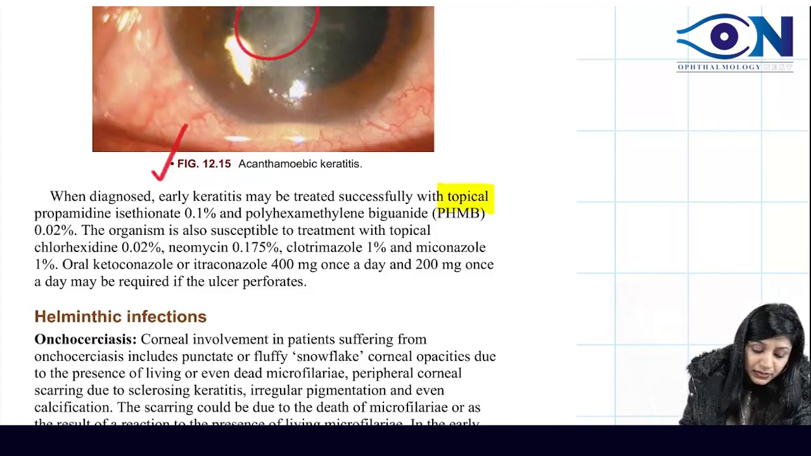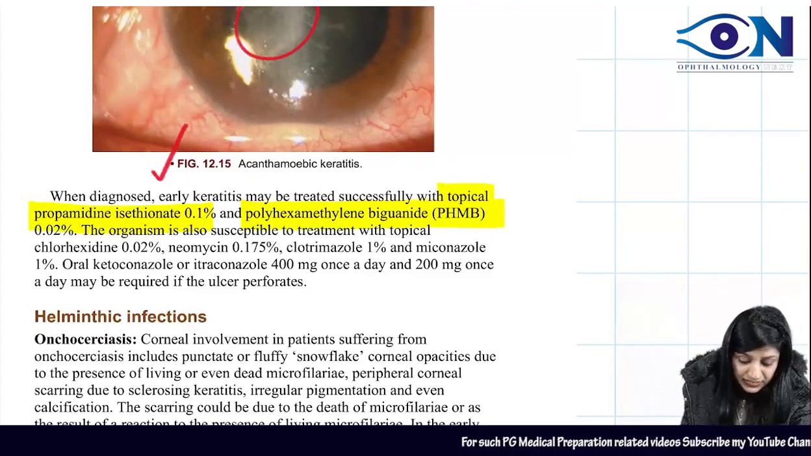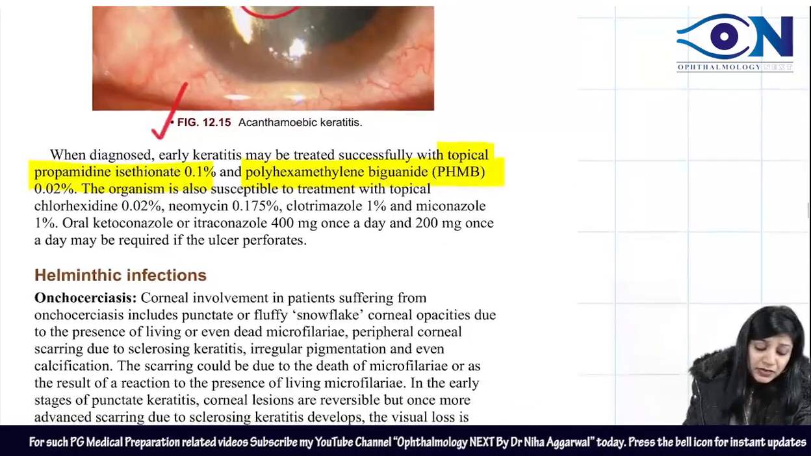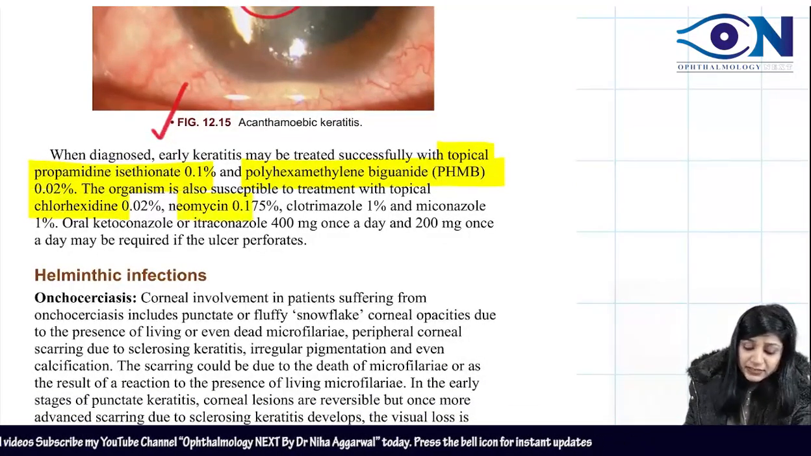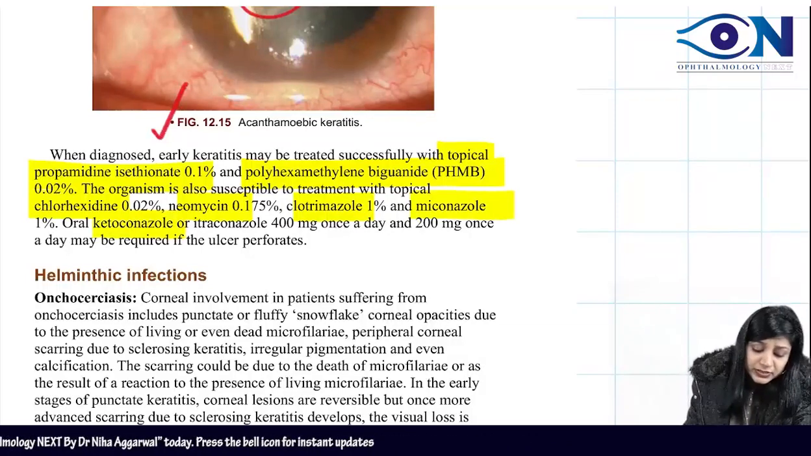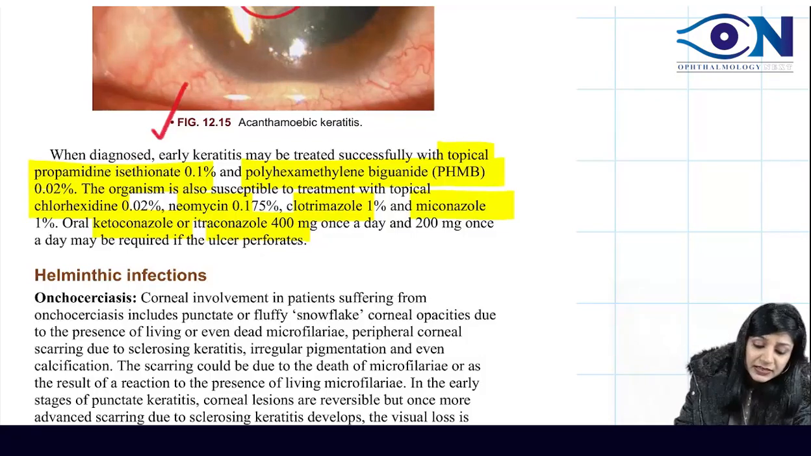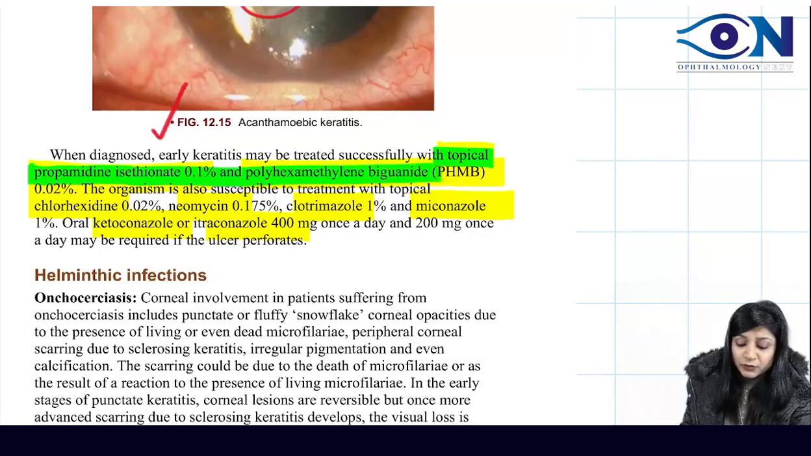Treatment is the topical propamidine isethionate along with the polyhexamethylene biguanide. This is also susceptible to treatment with the topical chlorhexidine. We have neomycin, clotrimazole, miconazole, oral ketoconazole, itraconazole. So there are so many treatments, but yes, the first line of treatment will be your topical propamidine isethionate along with the polyhexamethylene biguanide. Right.